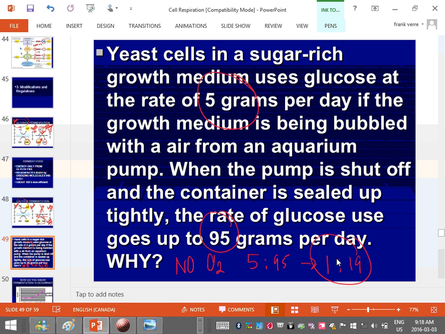Now, we just talked about that. Remember, normal respiration gives you how many more times energy? About 19, right? So if you don't have any oxygen, then it makes sense that if you're only using fermentation, which gives you 19 times less energy, then you have to eat 19 times more to get the same amount of energy. Okay?